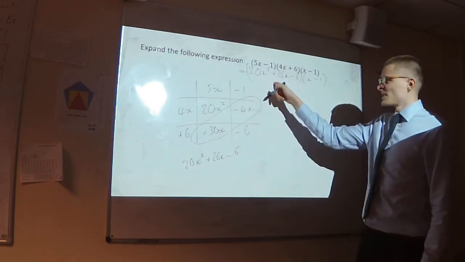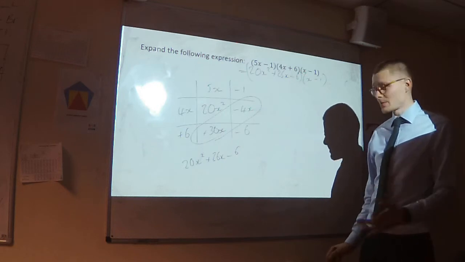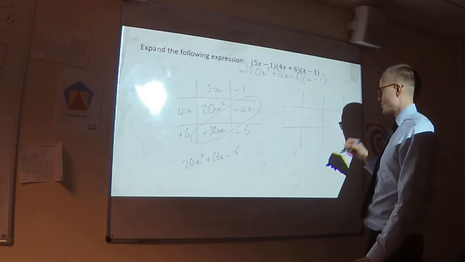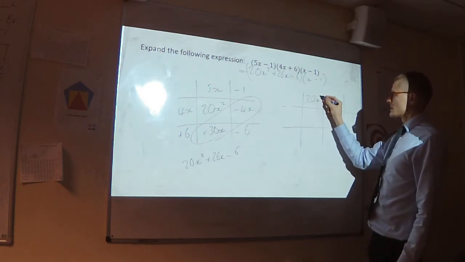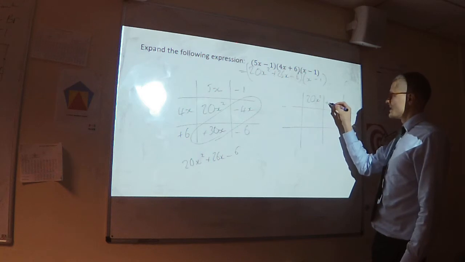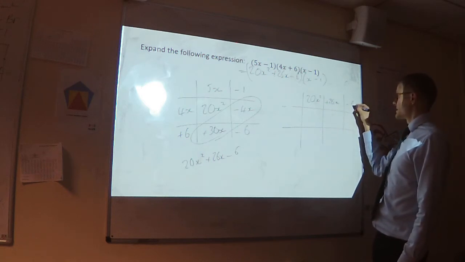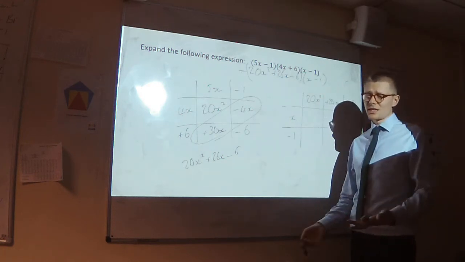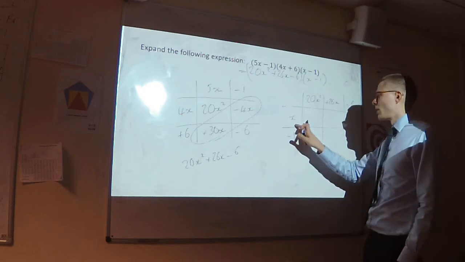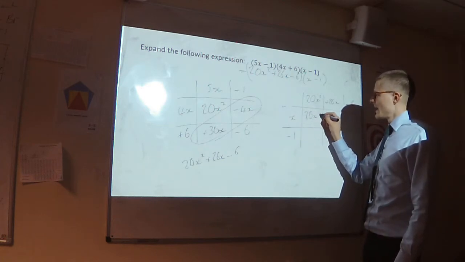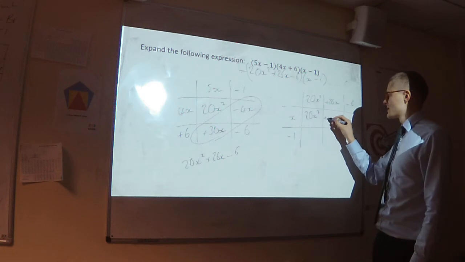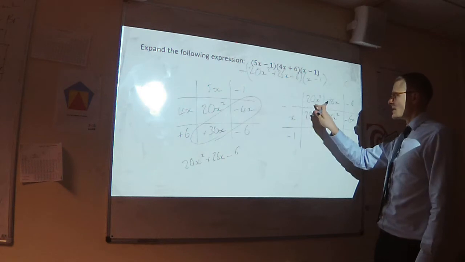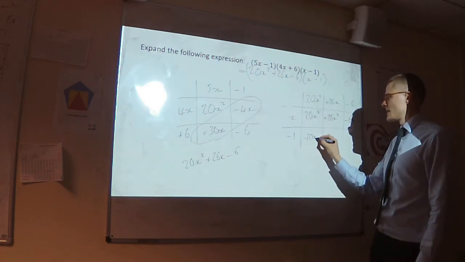This and this are exactly the same. So I need to set up a second multiplication grid for this. This one's going to have 3 in it because I've got a quadratic. I'm going to have 20x squared, 26x, and negative 6. And here I've got x and take away 1. Again, the same process. I've got 6 boxes. It'll take me slightly longer, but it's still going to pick up those marks. X times 20x is 20x cubed. X times by 26x, 26x squared. X times by negative 6 is negative 6x. Negative 1 times by 20x is negative 20x squared.